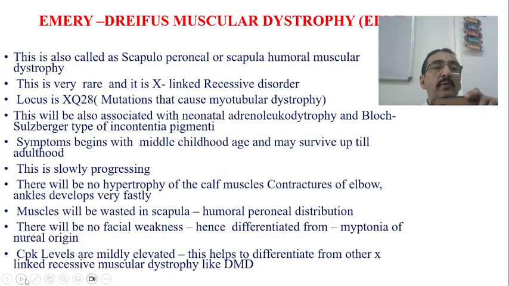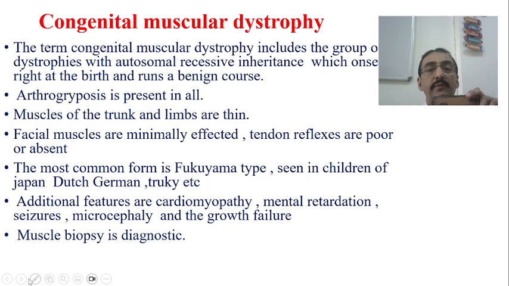So this is another important differential diagnosis for muscular dystrophy. One more important differential diagnosis is congenital muscular dystrophy. That we will see in the next class.